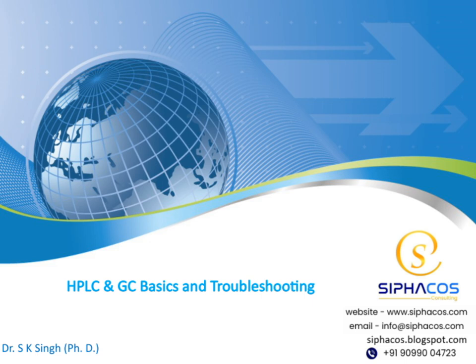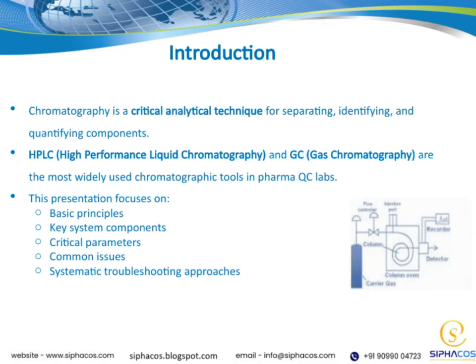Let's get started. Chromatography is a critical analytical technique that we use for separating, identifying, and quantifying different components within a mixture. It's essential in many fields, especially in pharmaceutical quality control, because it helps ensure the purity and potency of products. In the lab, the two most common chromatographic tools you'll encounter are HPLC, which stands for High Performance Liquid Chromatography, and GC, or Gas Chromatography. These techniques are widely used because of their precision, speed, and reliability when analyzing complex samples.